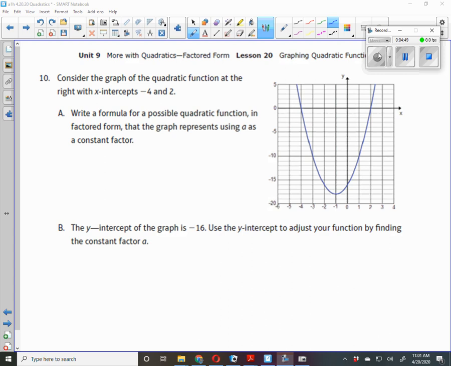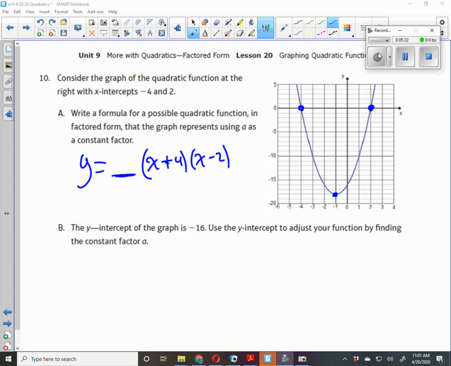All right, consider the graph of the quadratic function at the right with x-intercepts -4 and 2. Write a formula for a possible quadratic function in factored form. Okay, so look at this. My vertex is here. My factored form, I've got that information. So I know this is facing up. Y equals some a value, x plus 4, right? It's minus a negative 4 is plus 4, x minus 2.